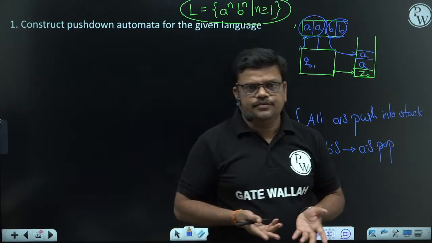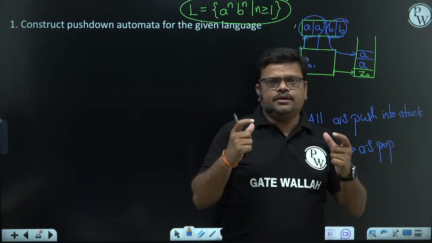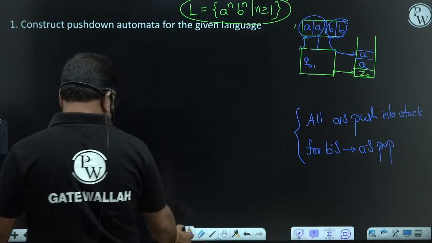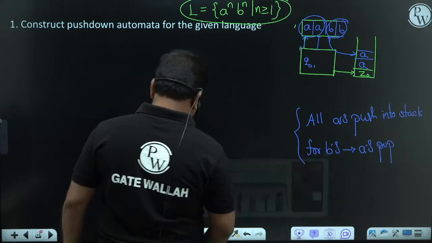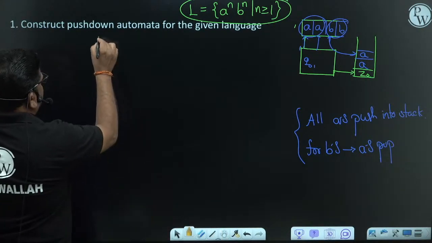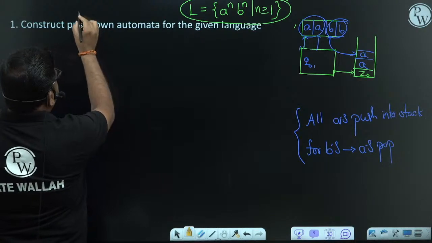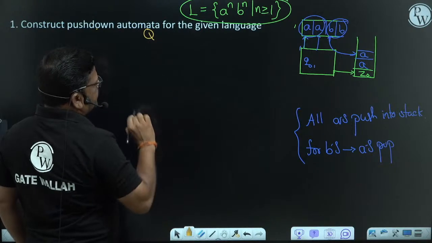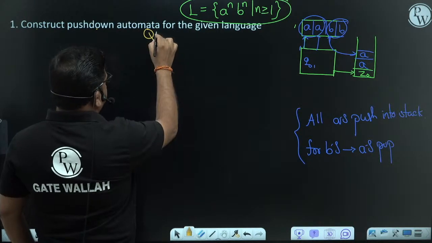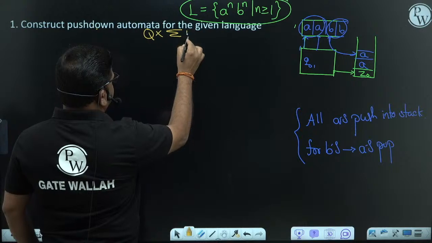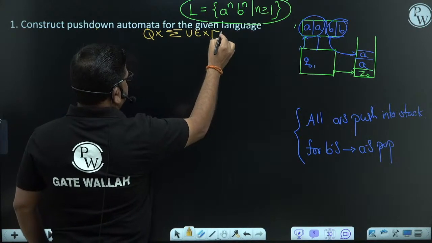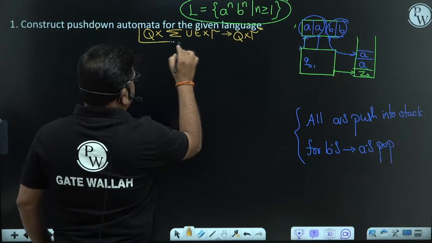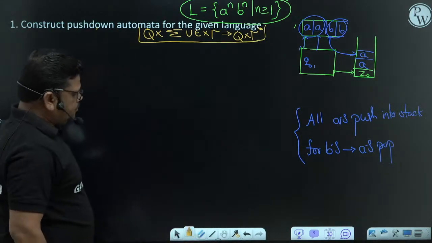Logic is very simple. Now we implement this logic through the PDA structure, the PDA definition. That is what is required for us. All this is through our formal definition. So let me write the formal definition here. The formal definition is this.